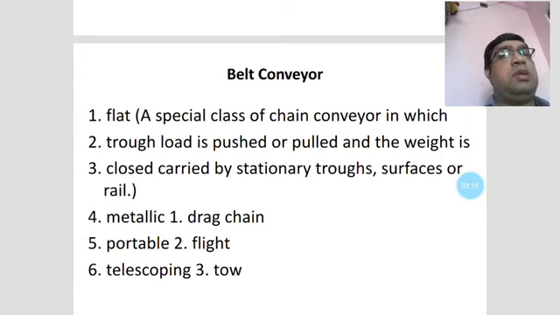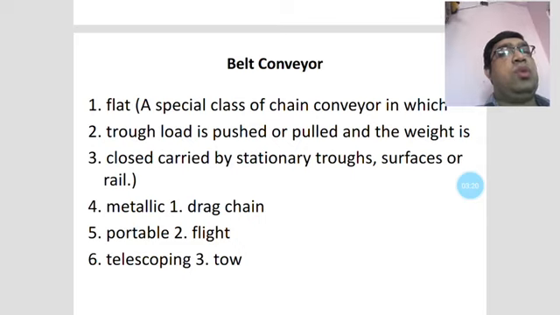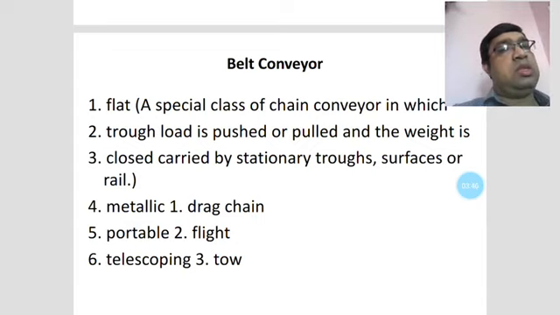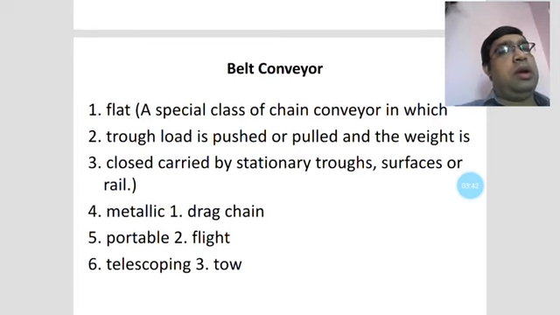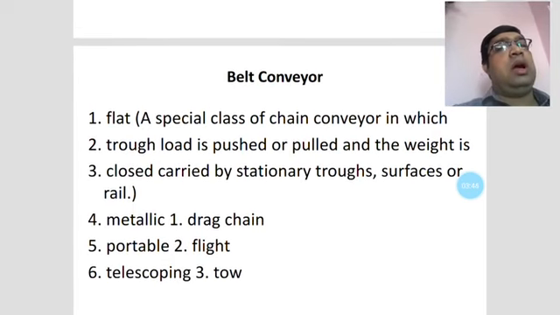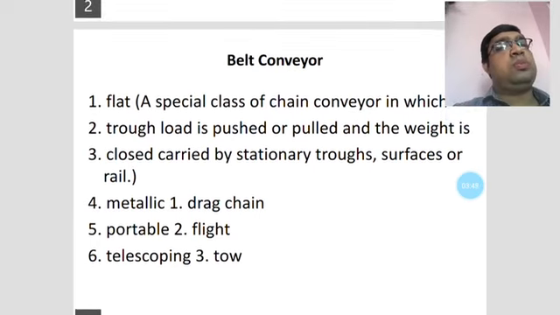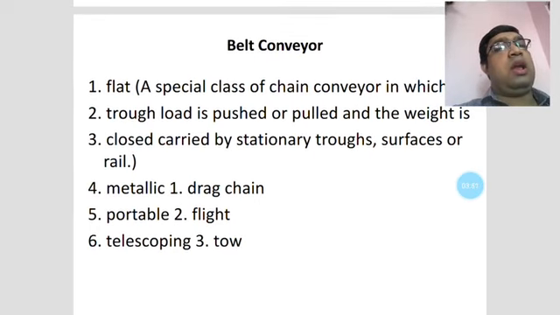A flat belt is a special class of chain conveyor in which the load is pushed or pulled, and the load is carried by a stationary trough, surface or rail. In a few cases, you only pull the materials, and heavy loaded materials can be transferred through the belt conveyor. Then you use the flat belt, and the trough belt will also push and pull, and the load is carried by the stationary surface.